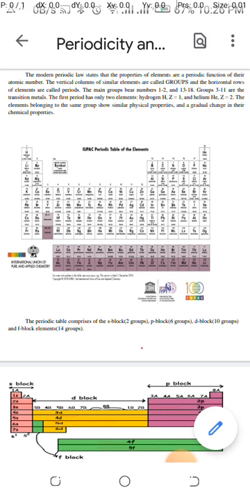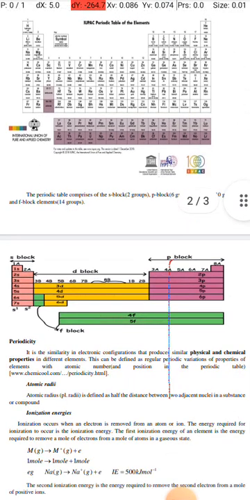Now the elements belonging to the same group show similar physical properties and a gradient change in their chemical properties. What you should notice is that in the periodic table, elements in the same group have the same number of valence electrons, while elements in the same period have the same number of electron shells. So now the periodic table comprises the S block, P block, D block, and the F block.